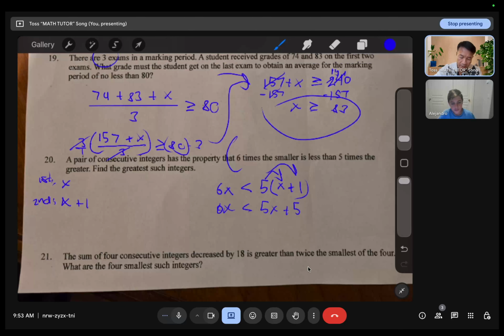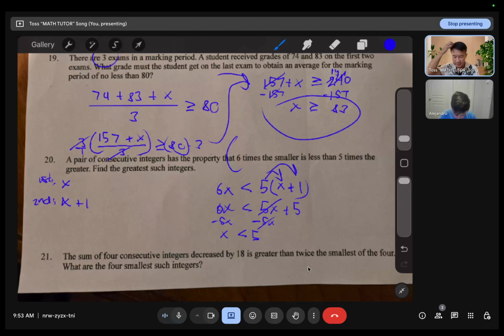All right, let's continue. Don't forget our inequality. Remember, I was encouraging you to get the variable on the left side if you can. Subtract both sides by 5x. So you're left with x less than 5.